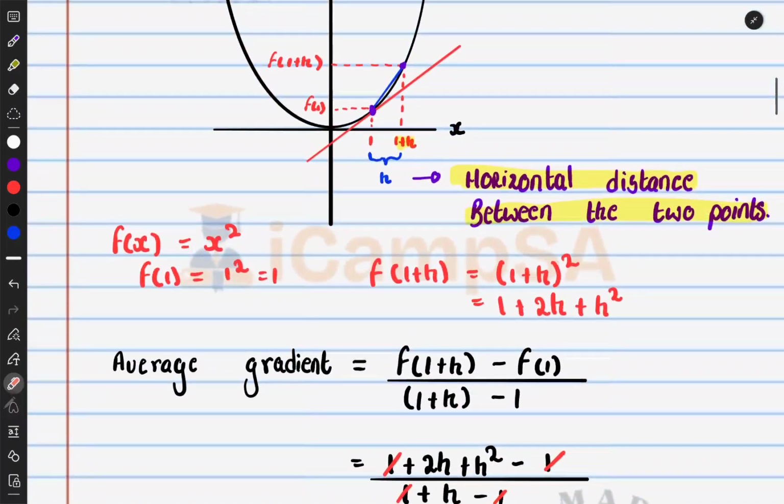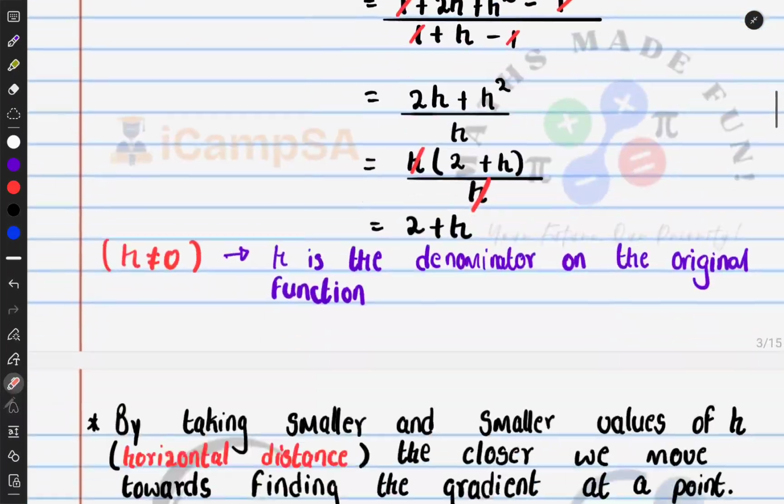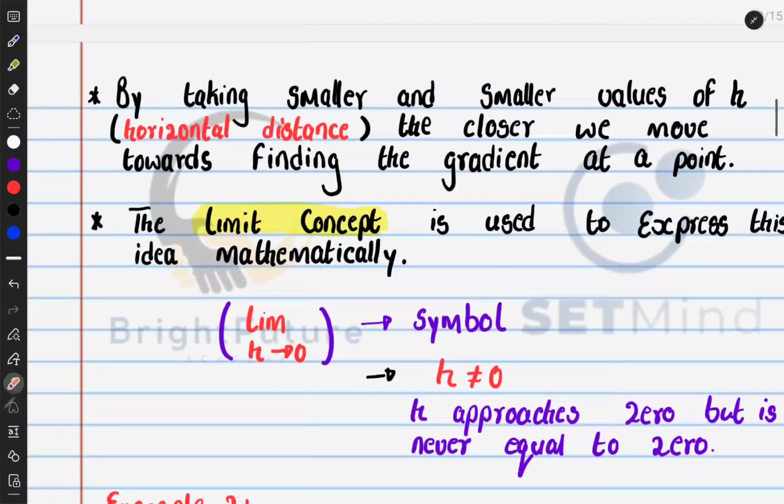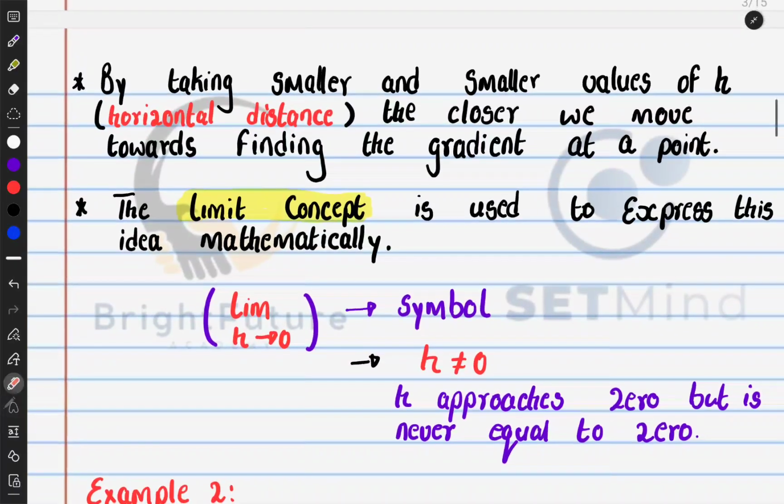We'll be moving closer and closer to finding the gradient at that point. As you can see here, by taking smaller and smaller values of h, the horizontal distance between the 2 points, the closer we move towards finding the gradient at the point. And this is what we call the limit concept. It's the limit concept which is used to express the idea of taking smaller and smaller values of h.